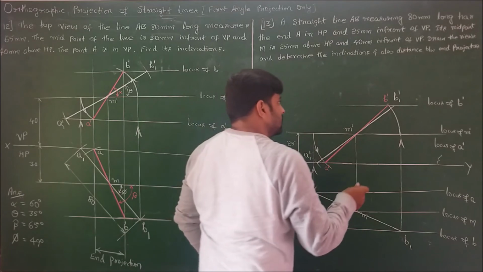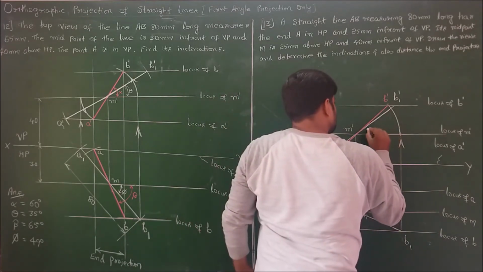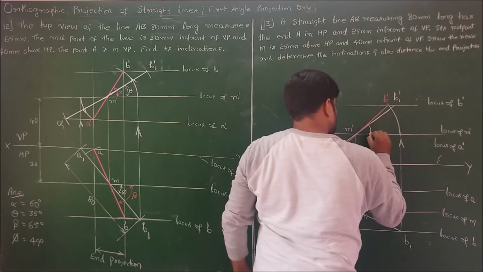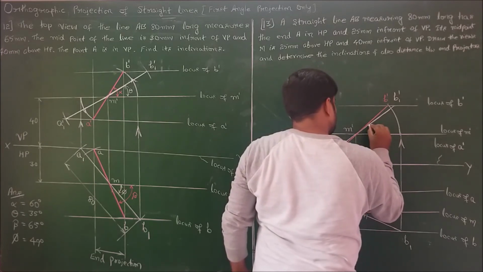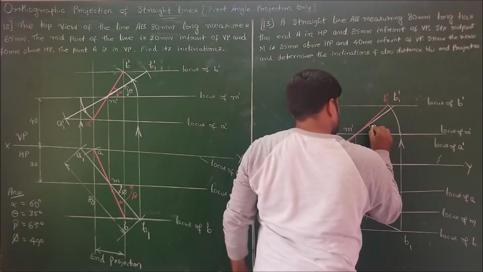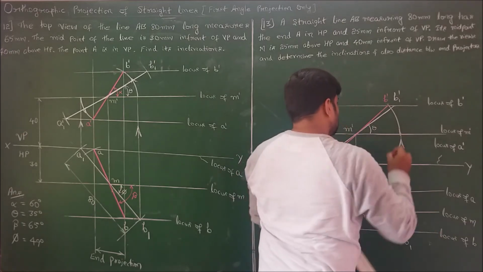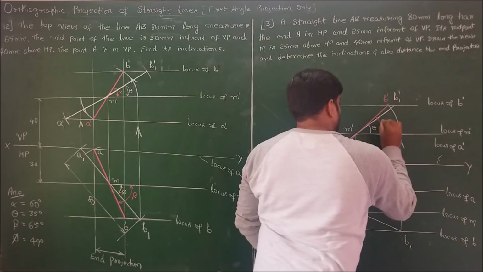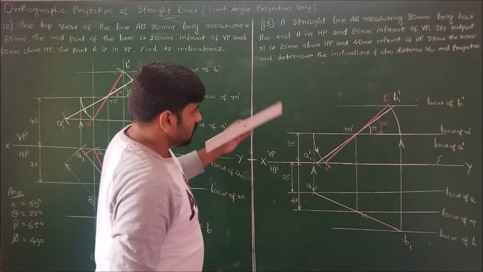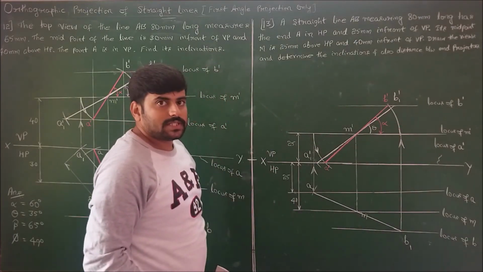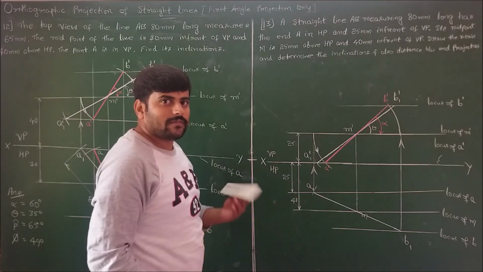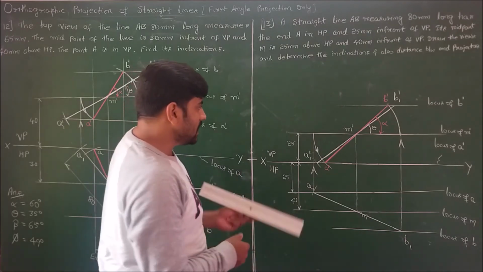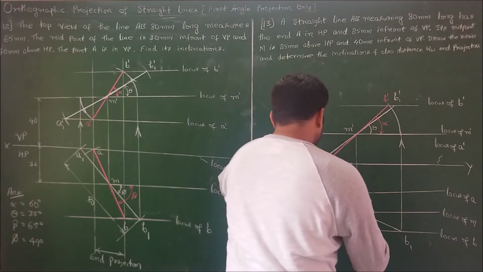Now to measure the angles, so this will be theta and this will be alpha. Now if you want, you can repeat the same procedure, or else we have a very good shortcut, that is use end projector. So directly if I use the end projector, I can finish the problem.